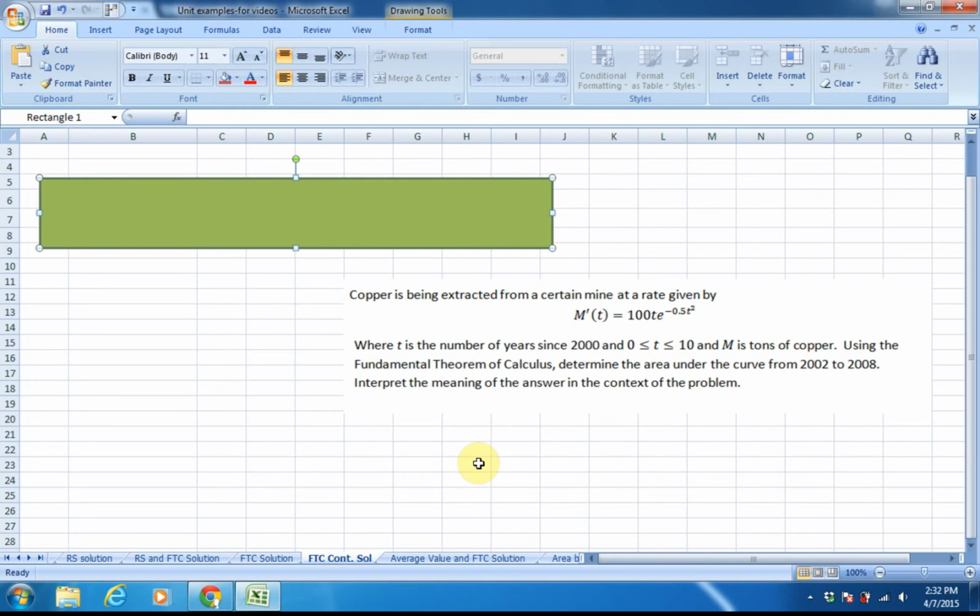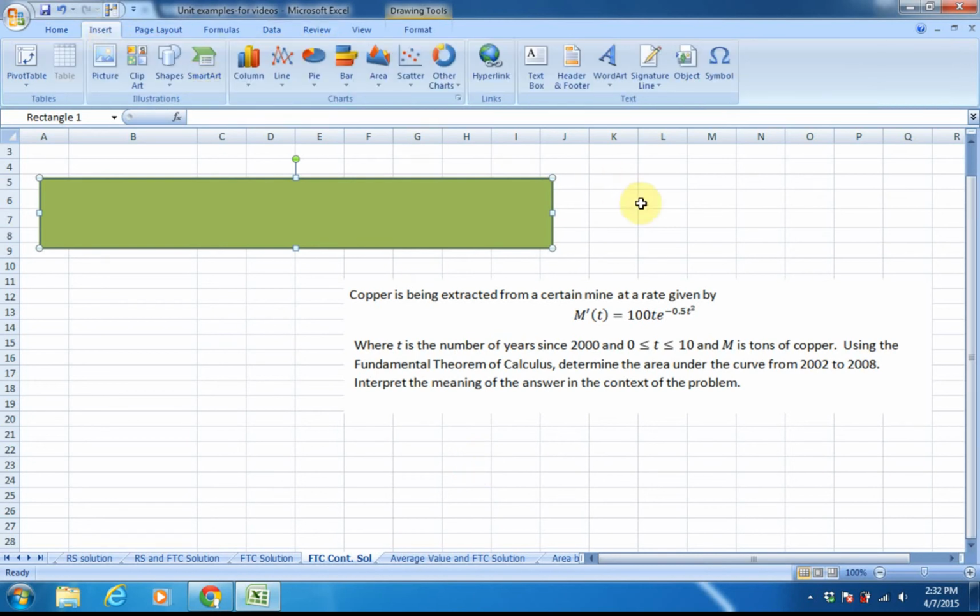So the very first thing that I want you to do is set up an integral. I want you to set up your definite integral from 2002 to 2008. So that would be from 2 to 8, since we're looking at our years since 2000.